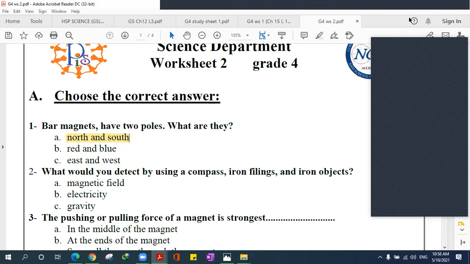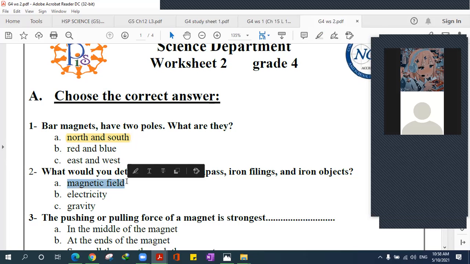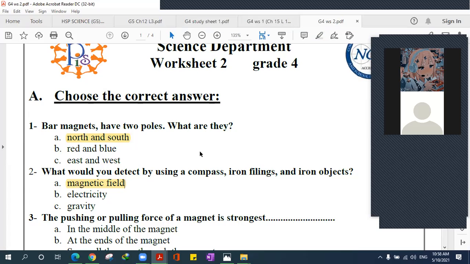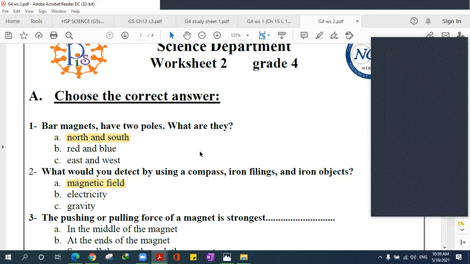Magnetic field, yes, well done. We use iron filings in order to find the magnetic field, that's right. We use a compass also to find the magnetic field, because if it's in the right position, the compass will point to the same thing. If it's not, the compass will keep on moving in different directions. Well done. Thank you so much, Laya.